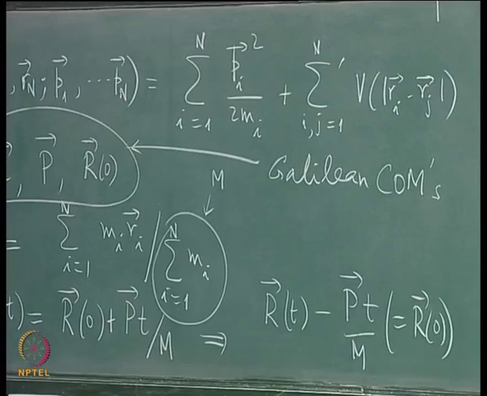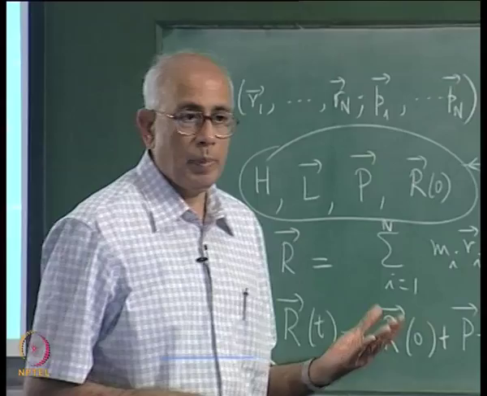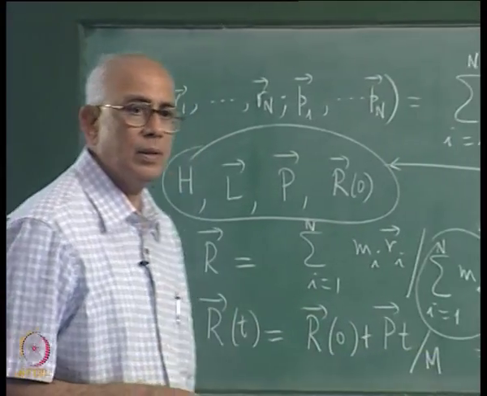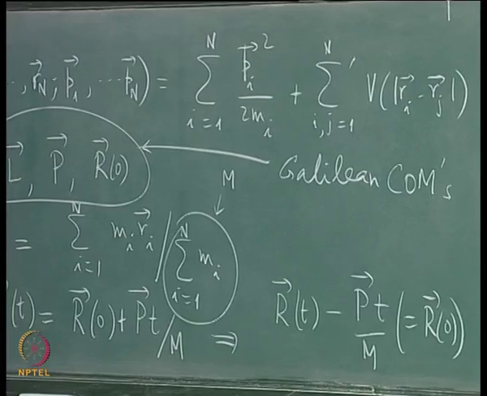And 10 constants of the motion in a 6n plus 1 dimensional phase space is pathetically small. It is simply too small for you to make any significant progress based on just these constants of the motion, say too much about the motion. And this is as it should be.